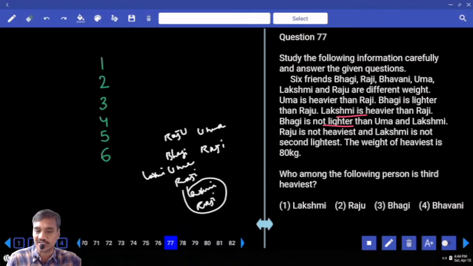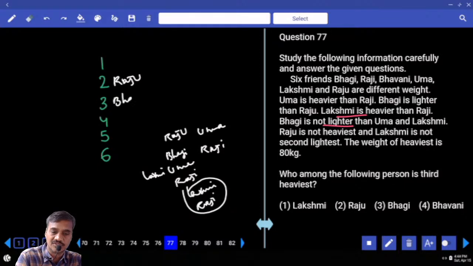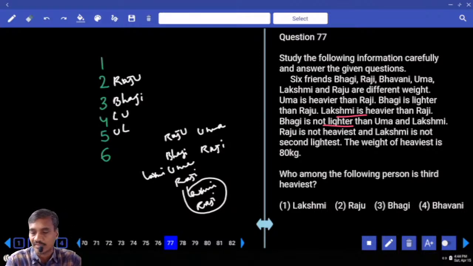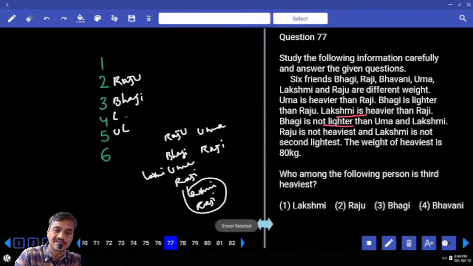And Raju is not the heaviest. Hence, as Raju is not the heaviest, Raju is here, Bagi is here. Now, if Bagi is here, these two can be Lakshmi or Uma, in any order. Then who is the other person? And Lakshmi is not the second lightest. Lakshmi is here, Uma is here. Lakshmi and Uma.